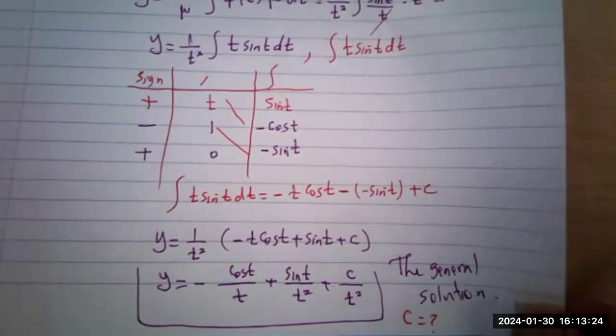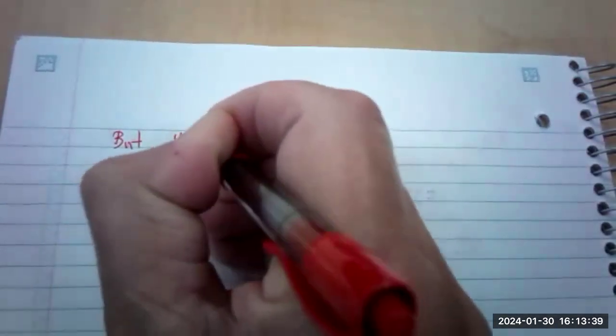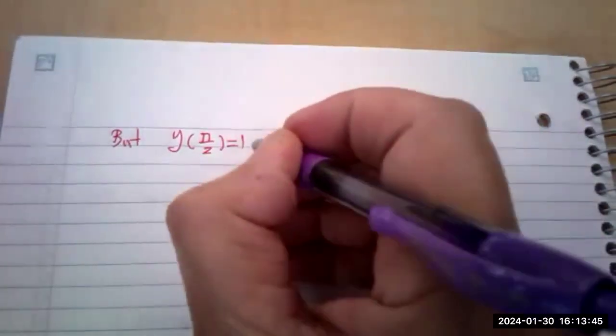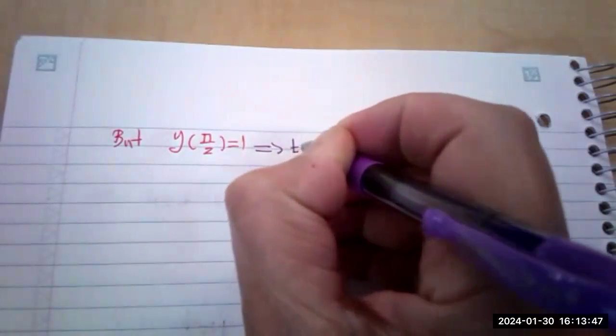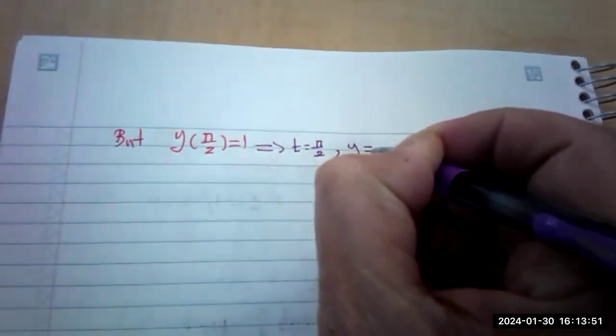Any question? So you have the initial condition. So apply the initial condition. The initial condition is that y of pi half is equal to 1. So this means you are going to replace t by pi half, and y by 1.